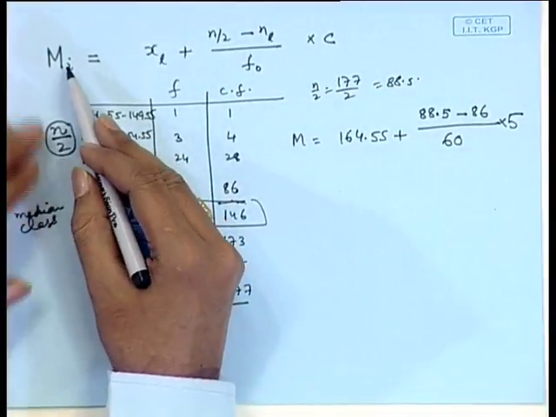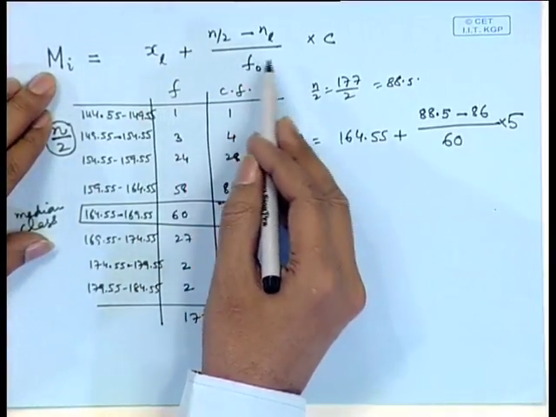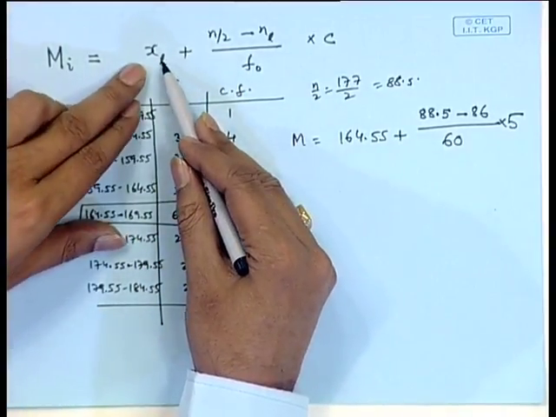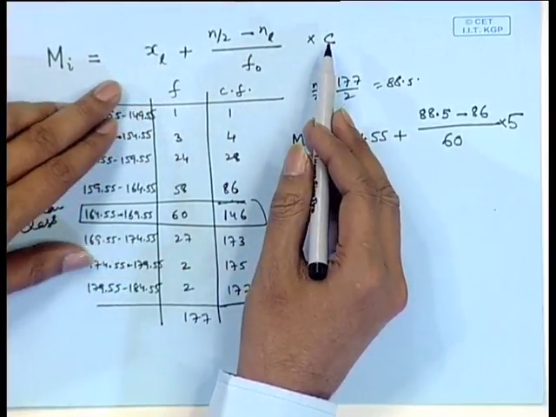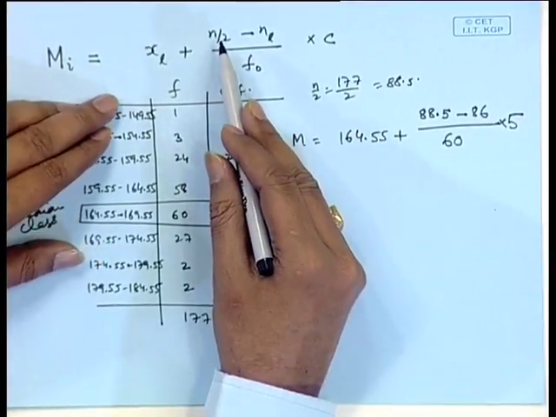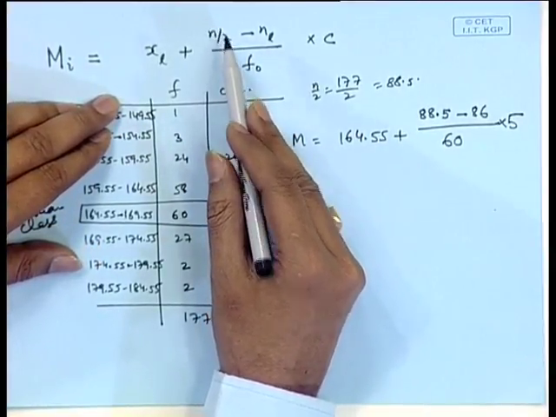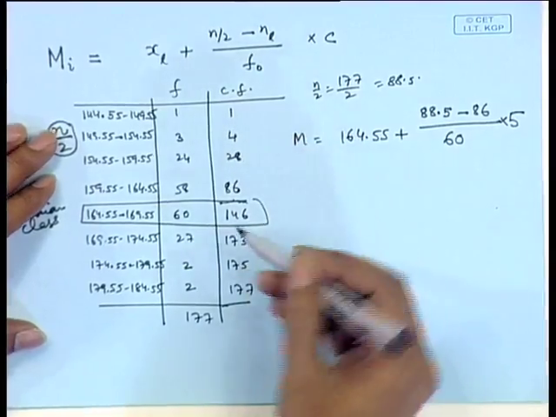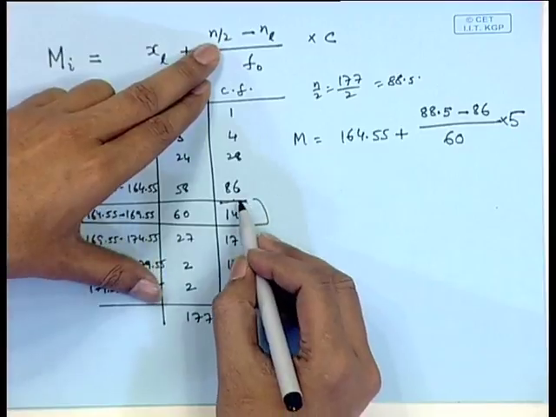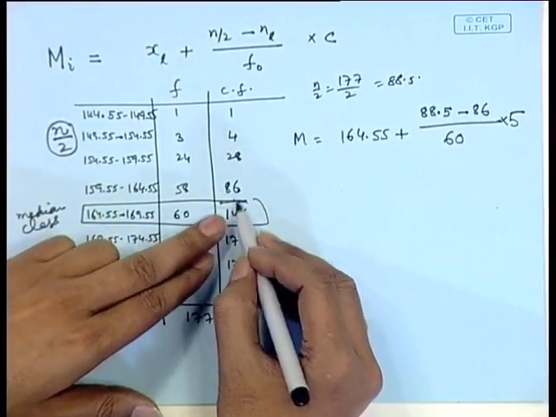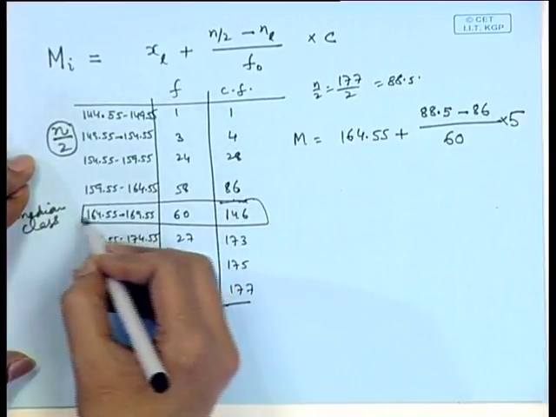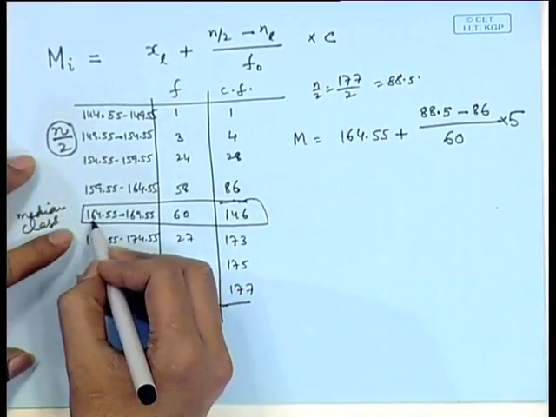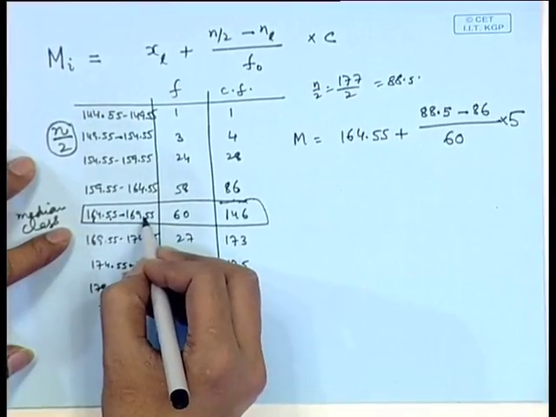So, you can see here the median value for frequency classified data is given by x L plus n by 2 minus n L divided by f naught into C. How this is determined is by firstly looking at what is n by 2. n is the total frequency, find out what is n by 2. In the cumulative frequency table, you observe where this n by 2 will occur. Since 86 is coming here, 88.5 is above this, so that means that particular frequency is occurring in the next class, that is from 164.55 to 169.55.